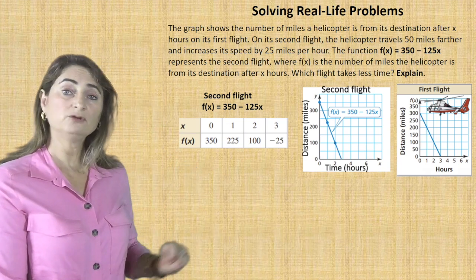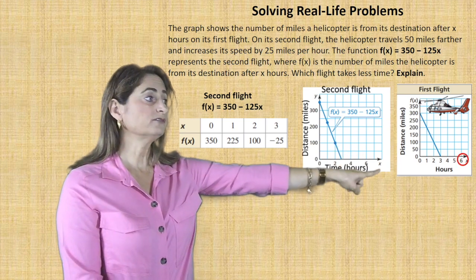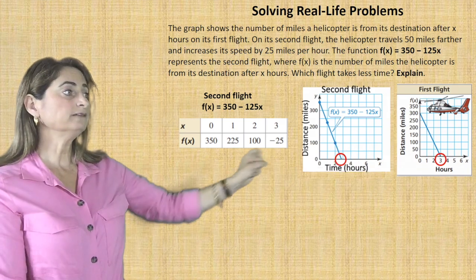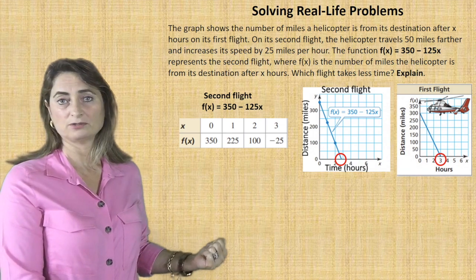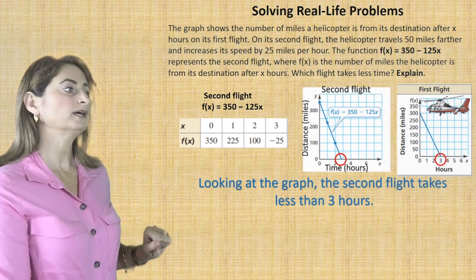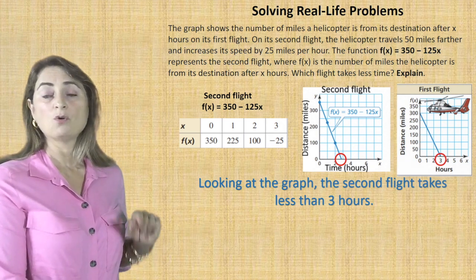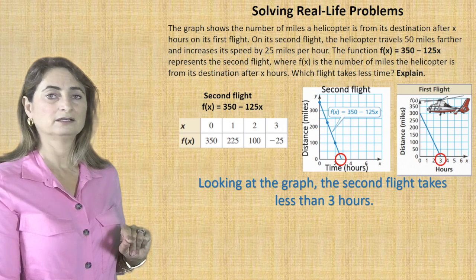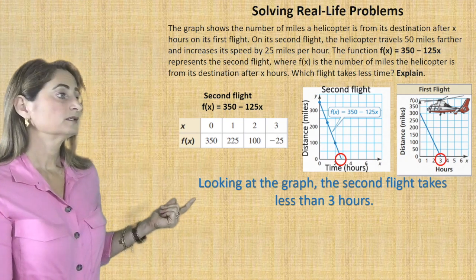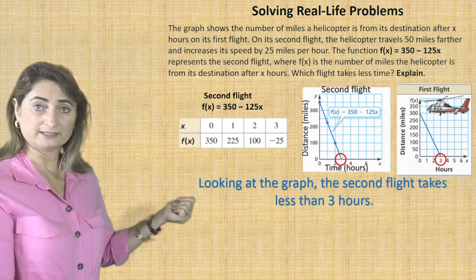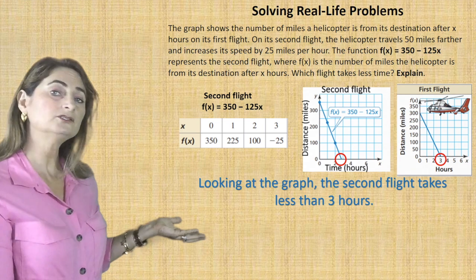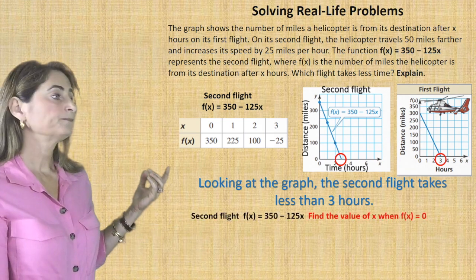Look at the graph and watch how the first flight took 3 hours to reach the destination. The second flight took less than 3 hours to reach the destination. So looking at the graph, the second flight takes less than 3 hours. What if you wanted to know exactly how long it takes to reach the destination? Use the equation for the second flight, because I know for a fact the first flight takes 3 hours. So all I need to know is the second flight.